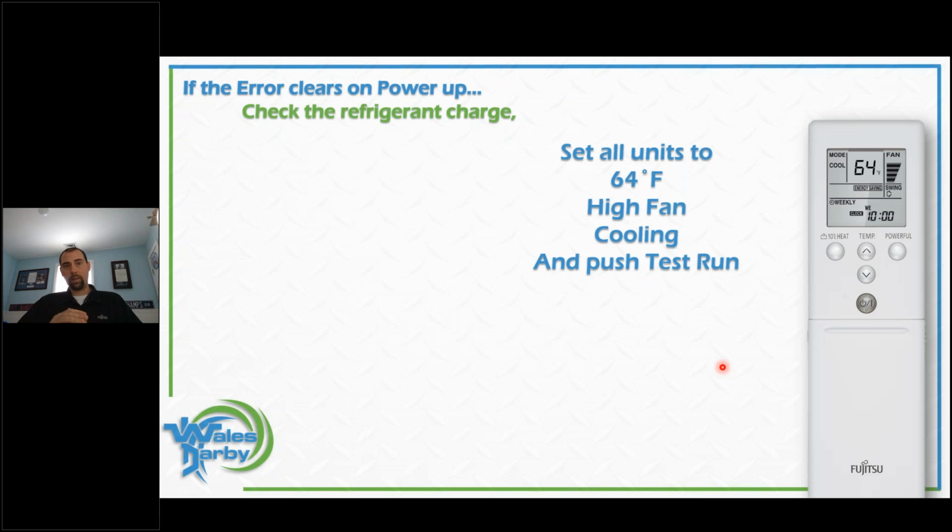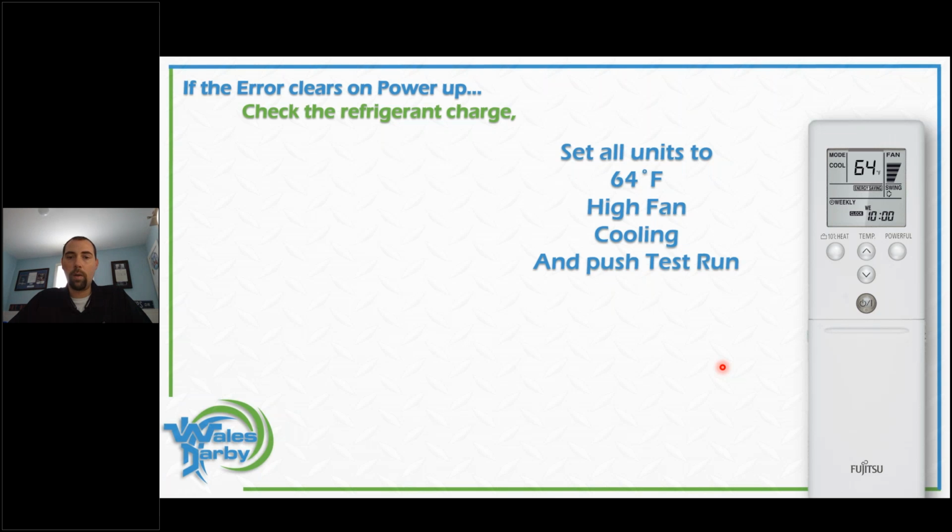If the error code clears up when you repower the system, we need to check the refrigerant charge, because this is going to be the same thing. When our compressor is running and we don't have enough refrigerant in the system to cool that compressor properly, the discharge temp is going to rise. So when we go above that 230 twice in a 24-hour period, it's going to shut off the system and give us an error code.